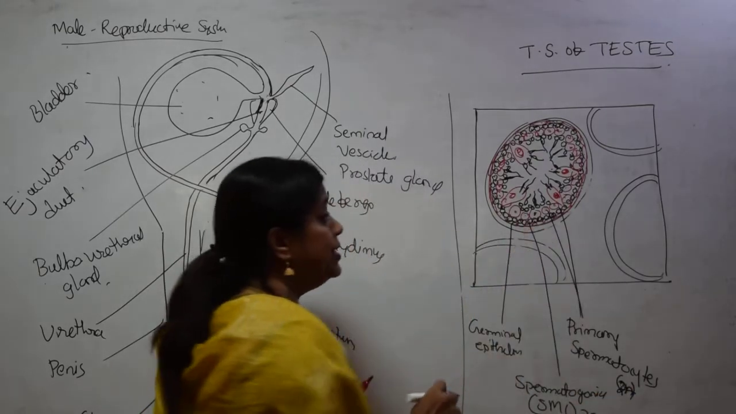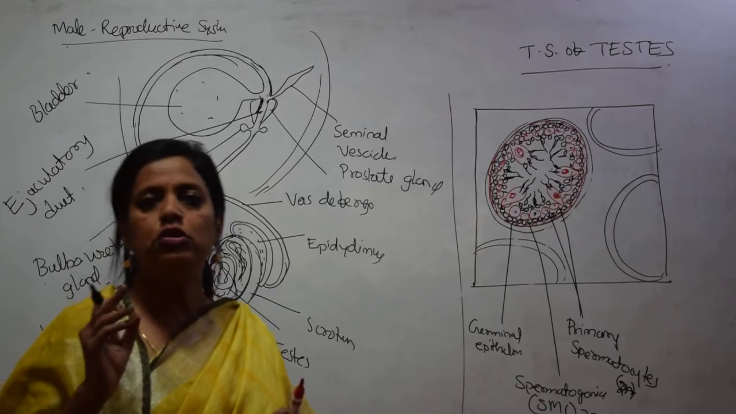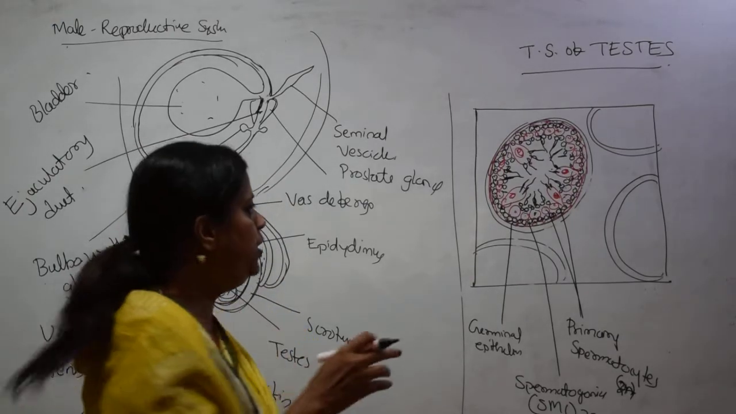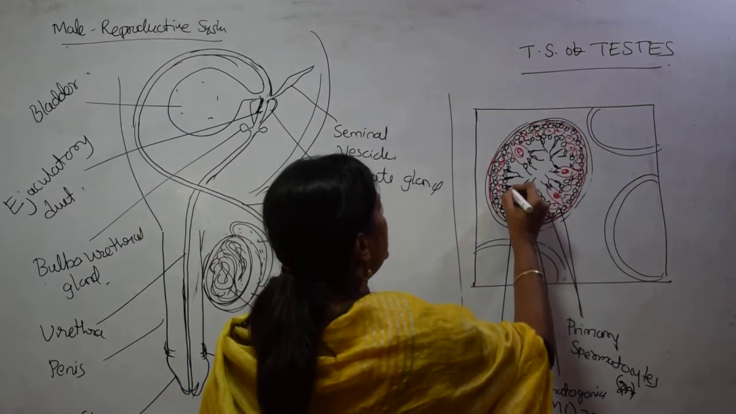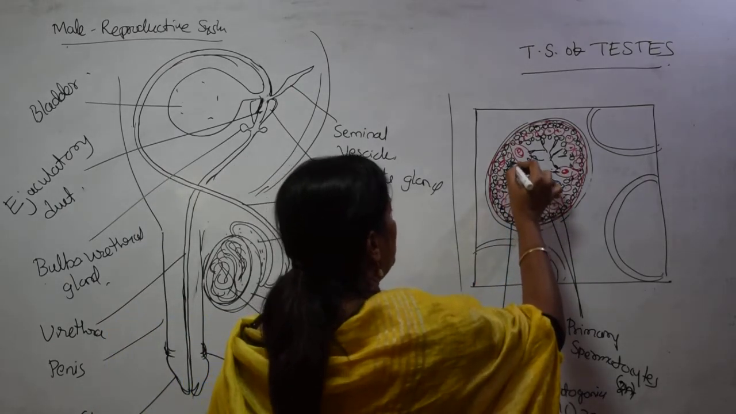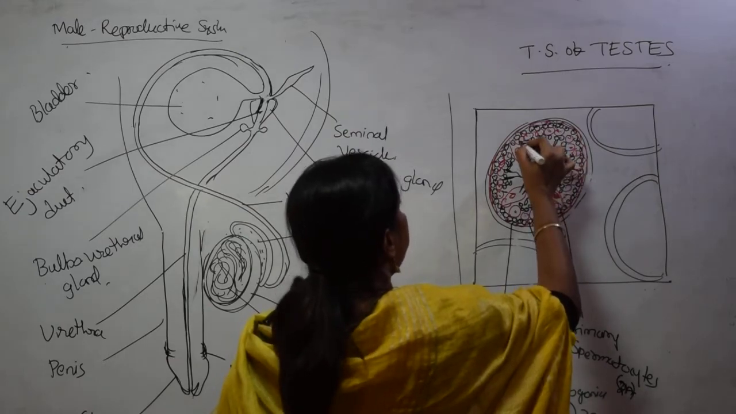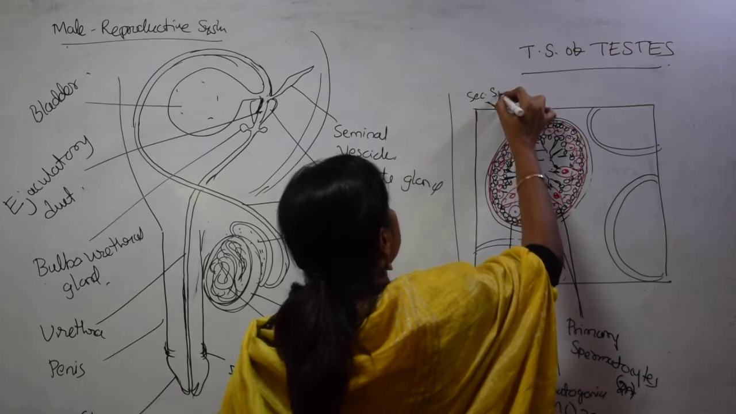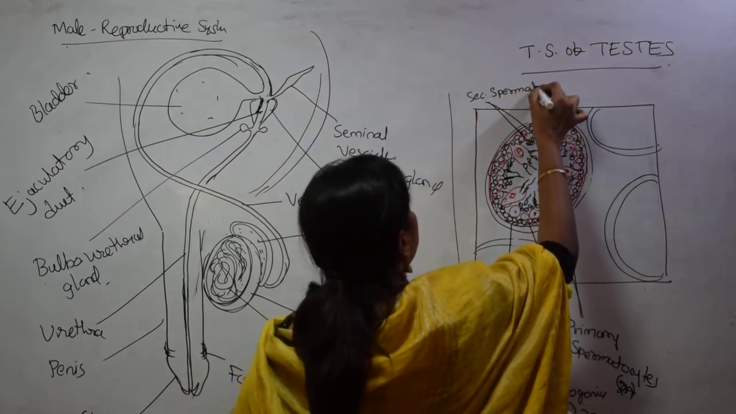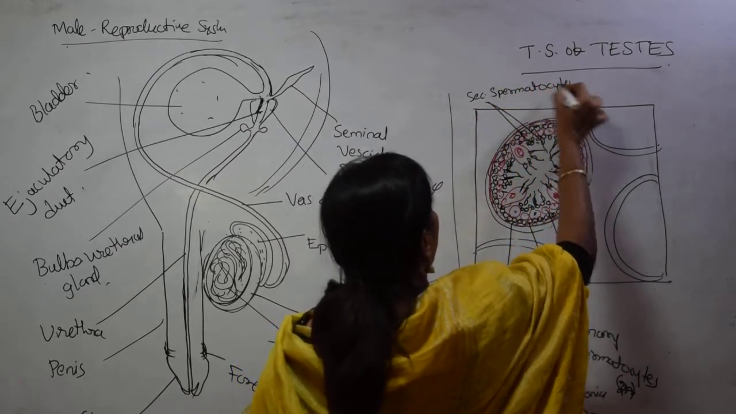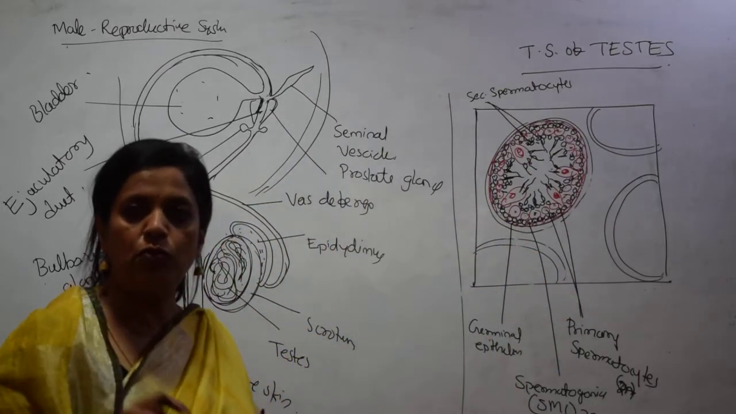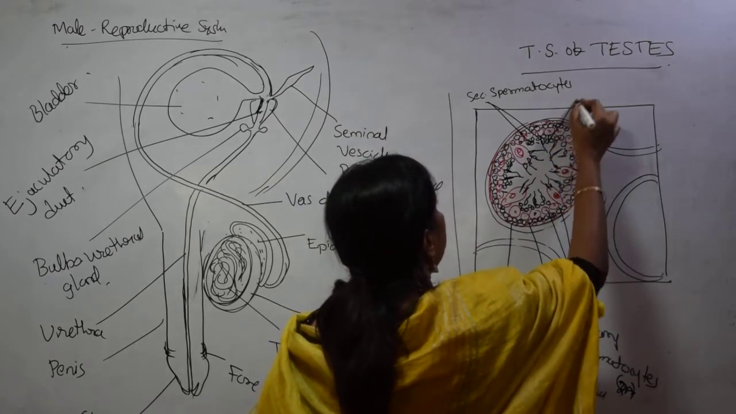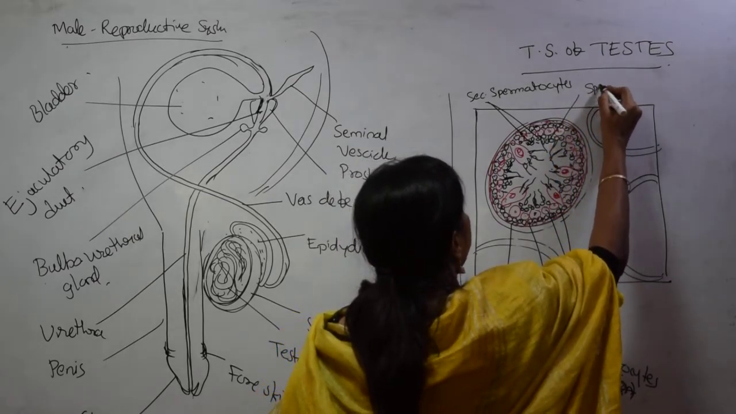Now the grown-up cells undergo meiosis. Meiosis 1 is a reduction division, meiosis 2 is a simple mitotic division. They form all these cells, which are small cells, what I have drawn here. These are called the secondary spermatocytes. They are haploid in nature. After first meiosis, whatever is formed is secondary spermatocytes. Then after second meiosis, whatever is formed, they are called the spermatids.